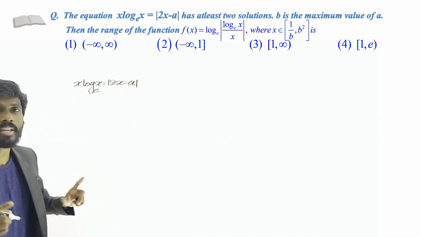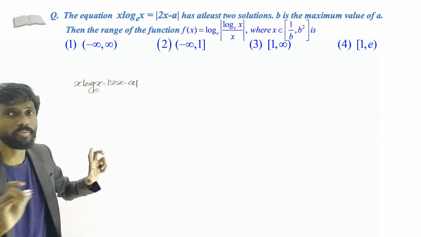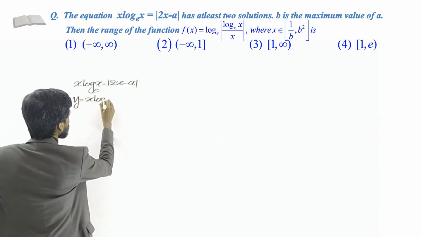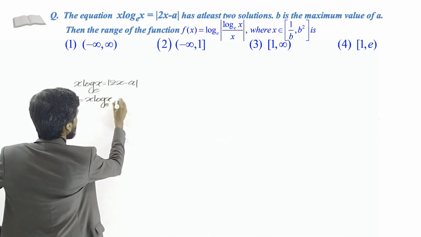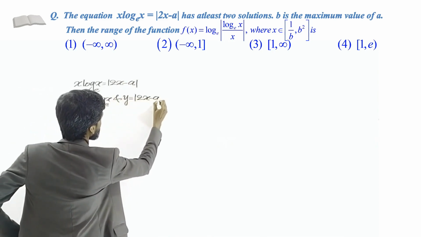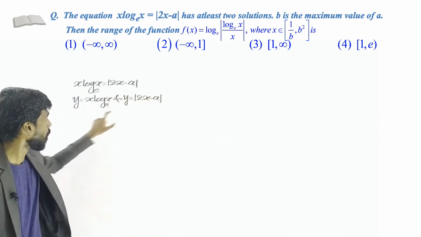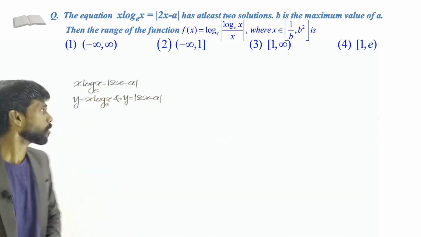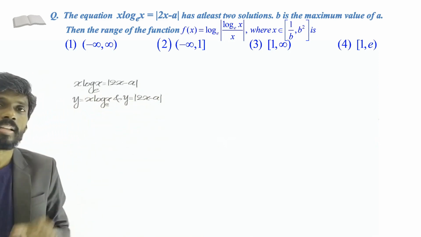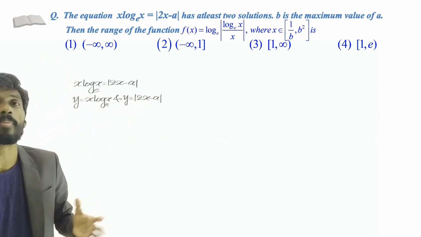Like we did already, we have to consider these two as 2 separate functions. y equal to x log x, that is one function, and the other function y equal to modulus of 2x minus a, right? So these two are equal here. So we have to draw the curve of this function and the curve of the other function. Then the number of intersections is the number of solutions. Do you understand?